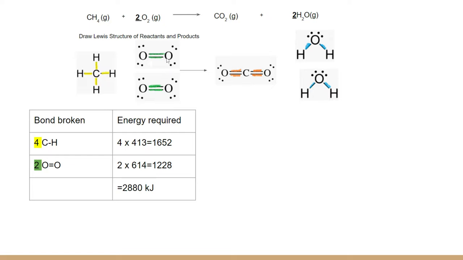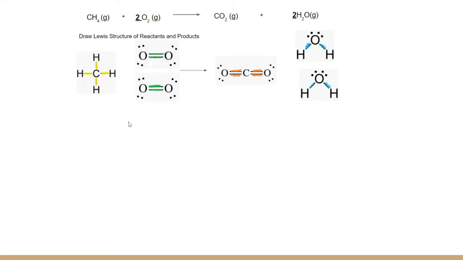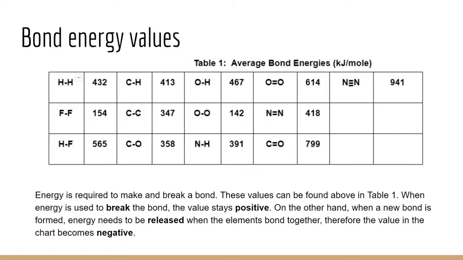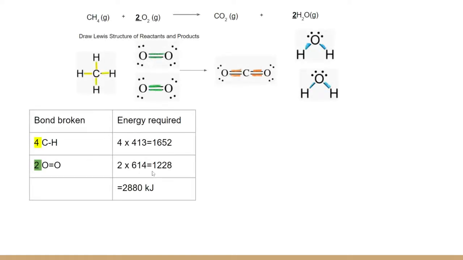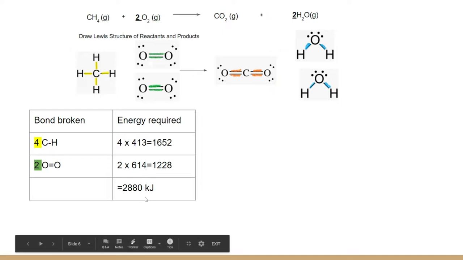Then I have 2 O double bond O bonds. So let's go back. O double bond O is 614. And that's the one I have here, 2 times 614. I multiply this, add the total, which I get as 2880 kilojoules. Kilojoules is the unit.